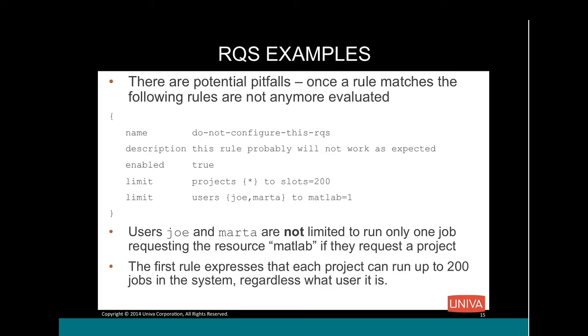An example in this one, users Joe and Marta are not limited to run only one job requesting the resource MATLAB if they request a project. The first rule expresses that each project can run up to 200 jobs in the system, regardless of what user it is. This rule probably won't work as expected because I think the second rule invalidates part of the first rule.